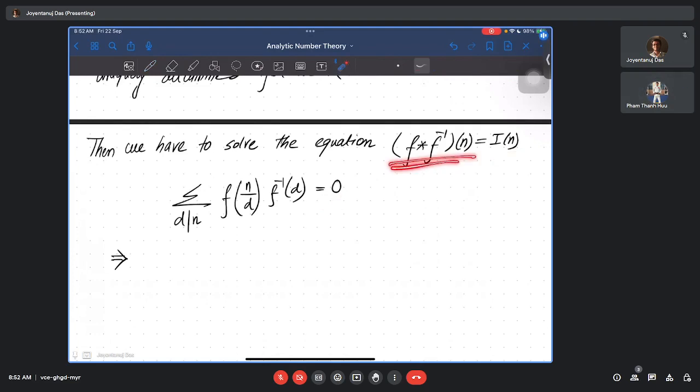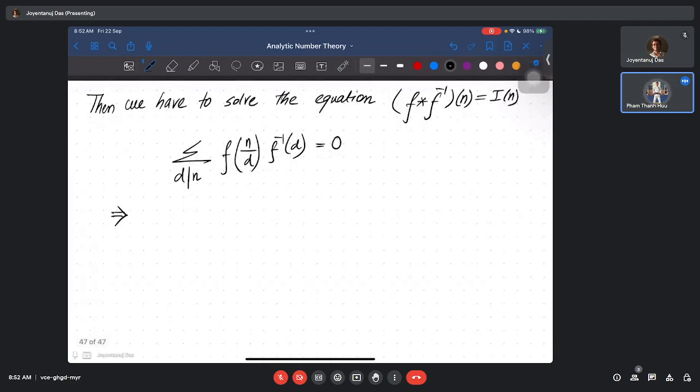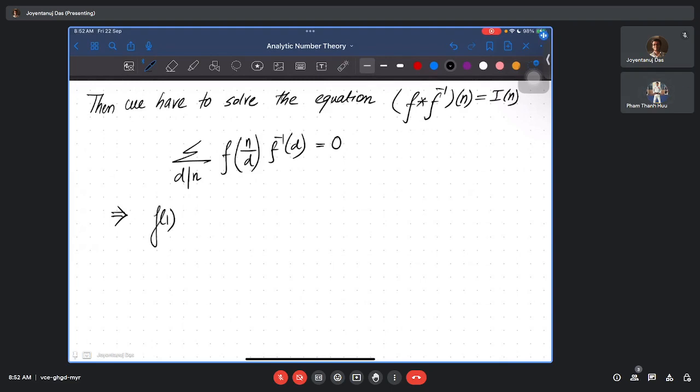And this part I opened using the definition. So then what we can do is, we separate this summation into two parts. The first part is, if I take d equals 1, so it will become d equals n, we have to say I am taking f of 1 times f inverse of n, plus the sum over d dividing n with d strictly less than n.